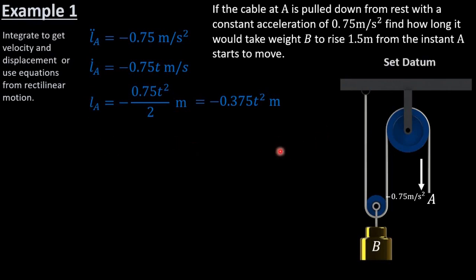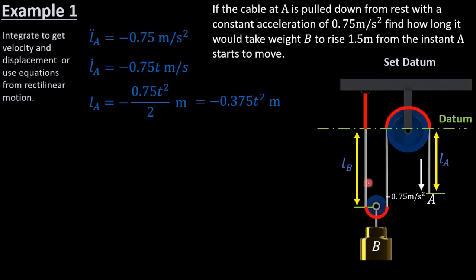Okay, so let's set our datum. So I'm going to put the datum there, and I'm going to say the variable length L sub A is the length from the datum to the point A. Okay, so that is a variable length L sub A. And I'm going to call the variable length here from the datum L sub B, and I've got 2 of those. Okay, so this length and this length are L sub B. Okay, there's my constant lengths of the cable.